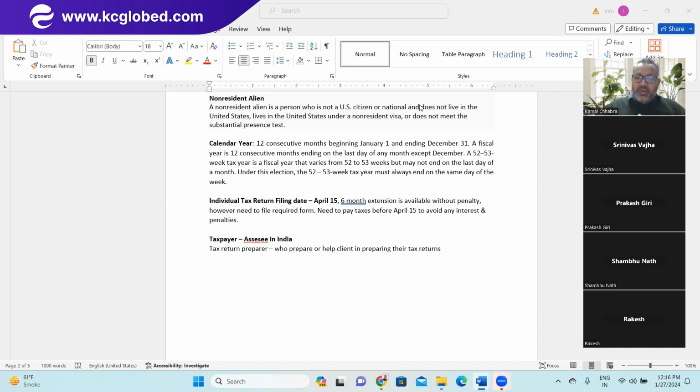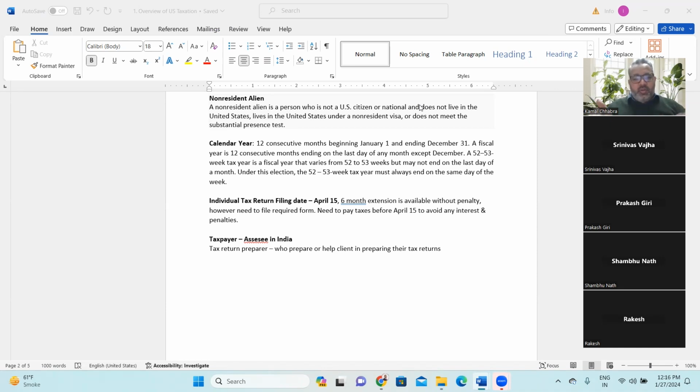Why has IRS given auto extension? Because they know there are very few tax preparers. It's not practically possible for them to file the tax returns of all. So they have allowed 6 month auto extension. That means 15th April is the due date of filing of tax return. If you have not filed, there is no penalty if you file before 15th of October. But you need to make sure your tax is submitted before 15th April.